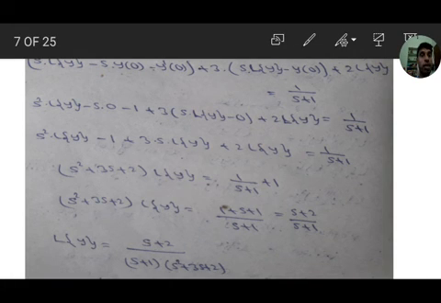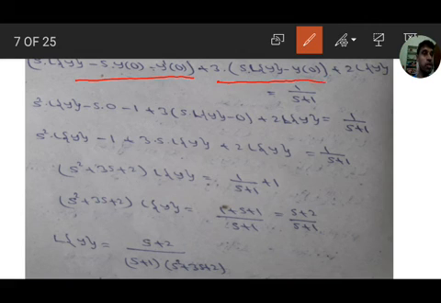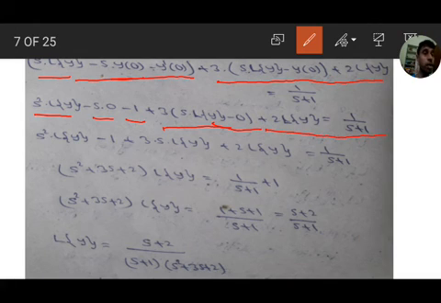s square L of y minus s into y of 0 minus y dash of 0, plus 3 into s into L of y minus y of 0, plus 2 into L of y equal to 1 by s plus 1. Here s square L of y as it is, y of 0 value is 0 and y dash of 0 value is 1. So 3 into s of L of y, y of 0 is 0, plus 2 into L of y equal to 1 by s plus 1.